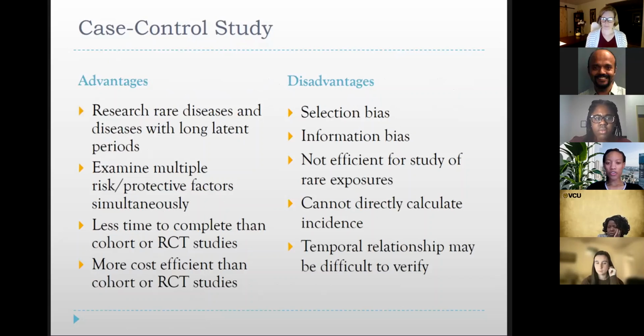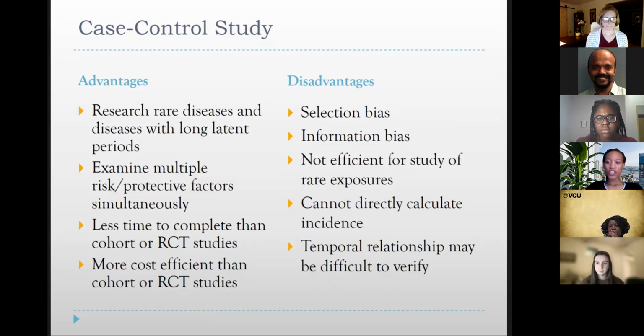Here, I'll change it up and I'll start with some of the disadvantages. Selection bias is a big one. So if we're including cases or controls and their inclusion depends on the exposure of interest in some way, or if the association is different for the study population versus the target population, then that could lead to selection bias, as well as information bias. This can also be known as observation bias.